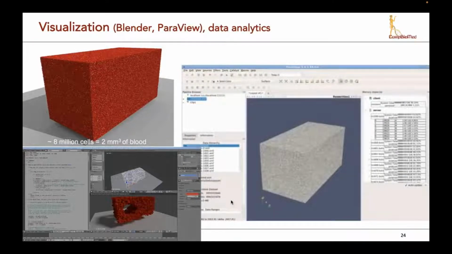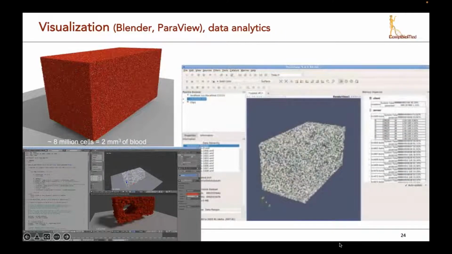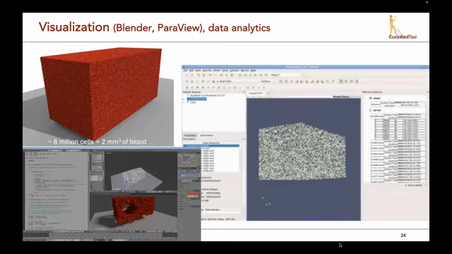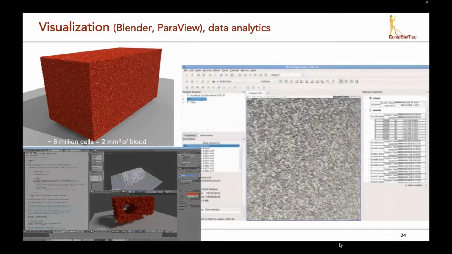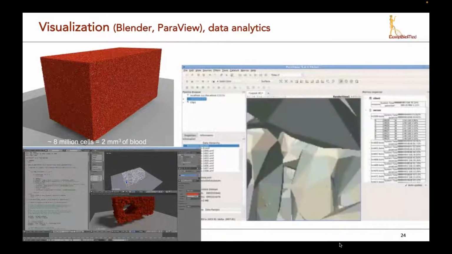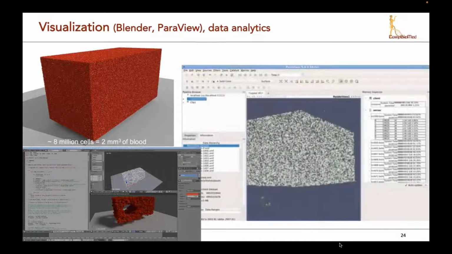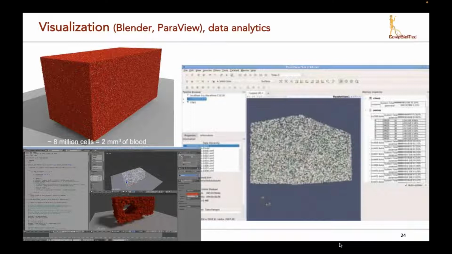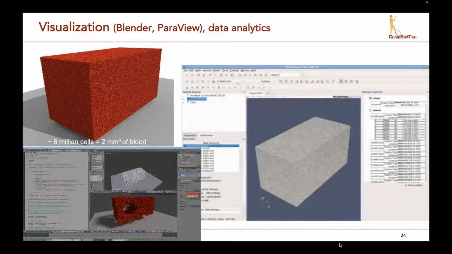And with that, we get to one of the last challenges that these really large-scale codes provide. And that is, how do we visualize and how do we process the data coming out of these super large simulations? As you can imagine, when we have millions of red blood cells, where we have detailed information on the forces on them, on the deformation, on their position, that is in itself a huge data set.